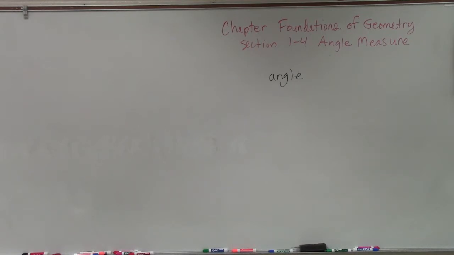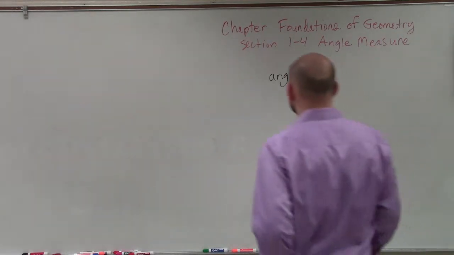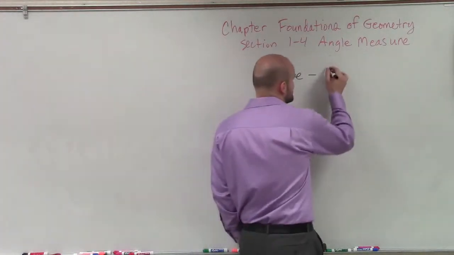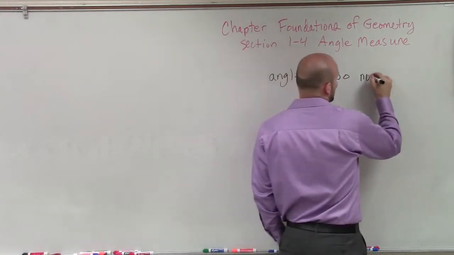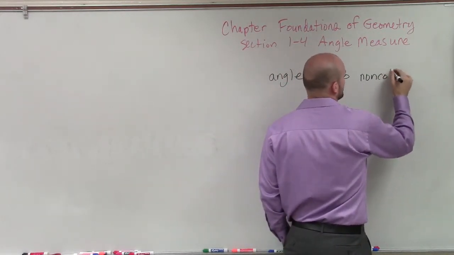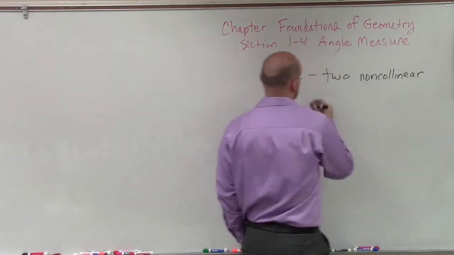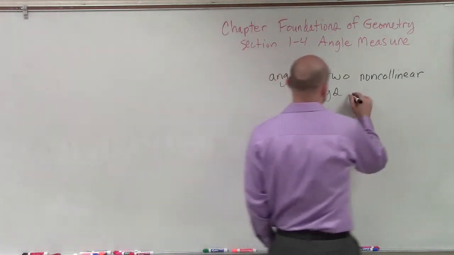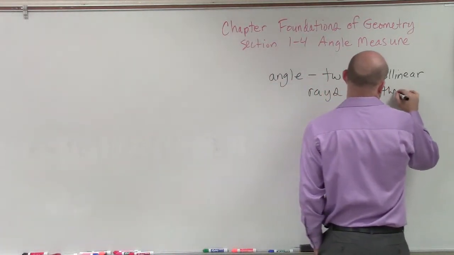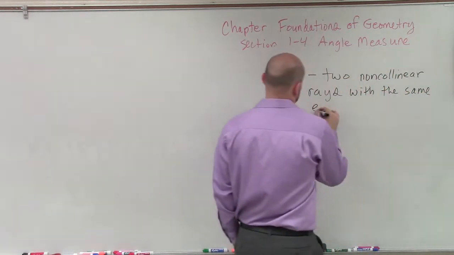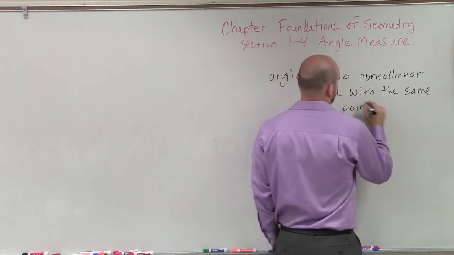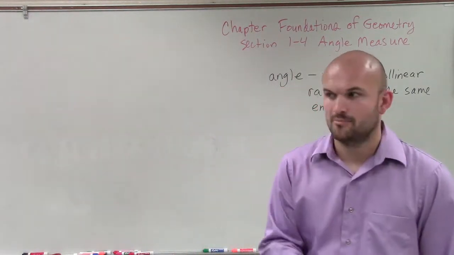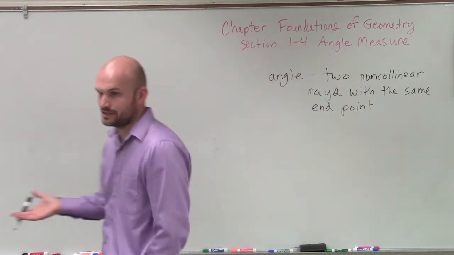Ready? All right, cool. So an angle. To produce an angle, what it is going to be is two non-collinear rays with the same endpoint. Alright, so we have two rays, they have the same endpoint, but they're not collinear, they're non-collinear.